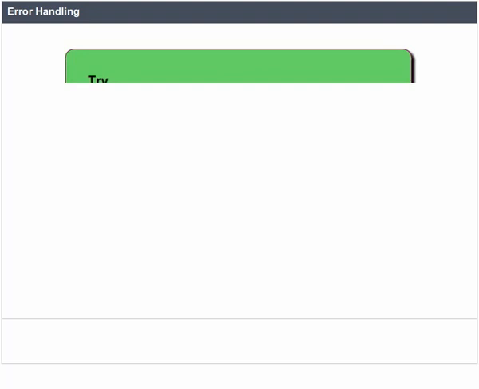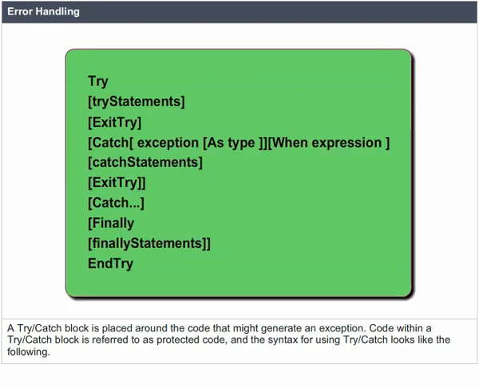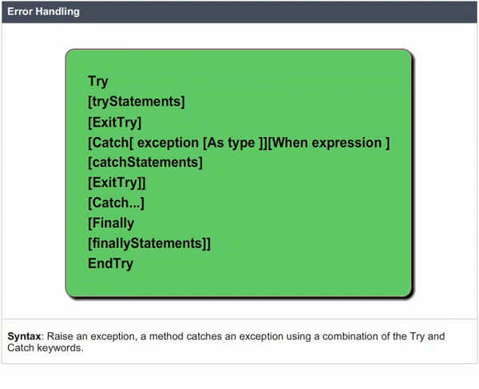Error handling. A Try-Catch block is placed around the code that might generate an exception. Code within a Try-Catch block is referred to as protected code, and the syntax for using Try-Catch looks like the following. Syntax. Raise an exception. A method catches an exception using a combination of the Try and Catch keywords.